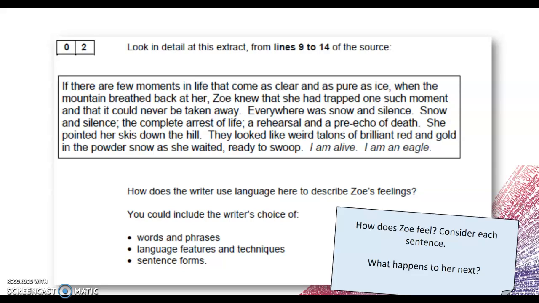So what I want you to do, so pause the video and just do this, is reread this extract, just this one paragraph, lines 9 to 14. And at the end of each sentence, I want you to consider, how does the character of Zoe feel? And bear in mind what happens to her next. Okay, so pause the video while you just have a little look at that, and then press play when you're ready.